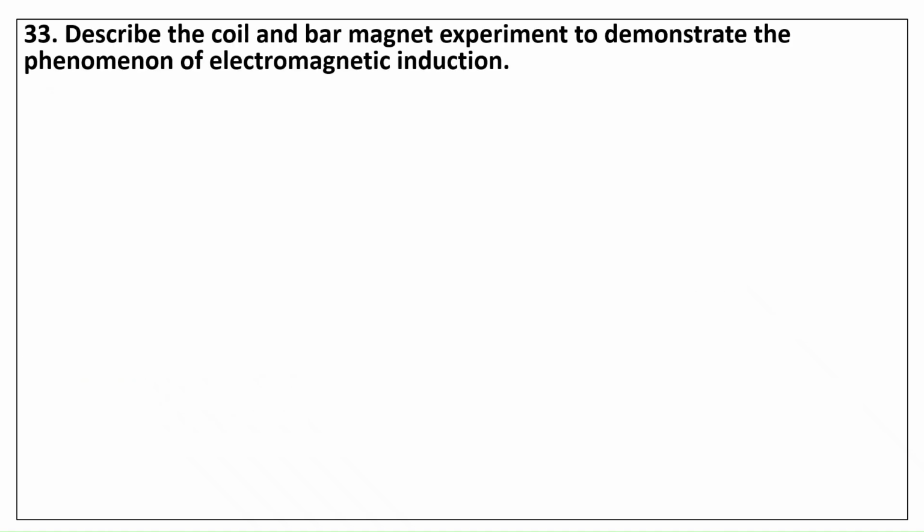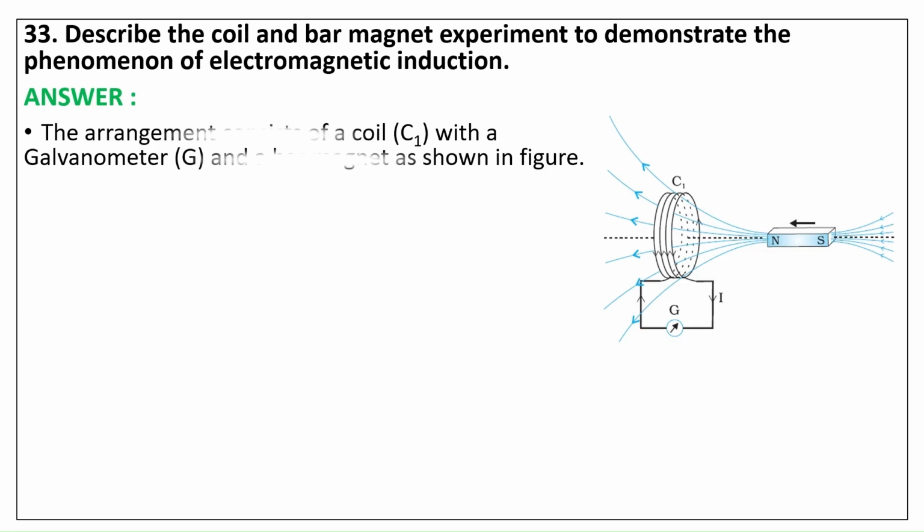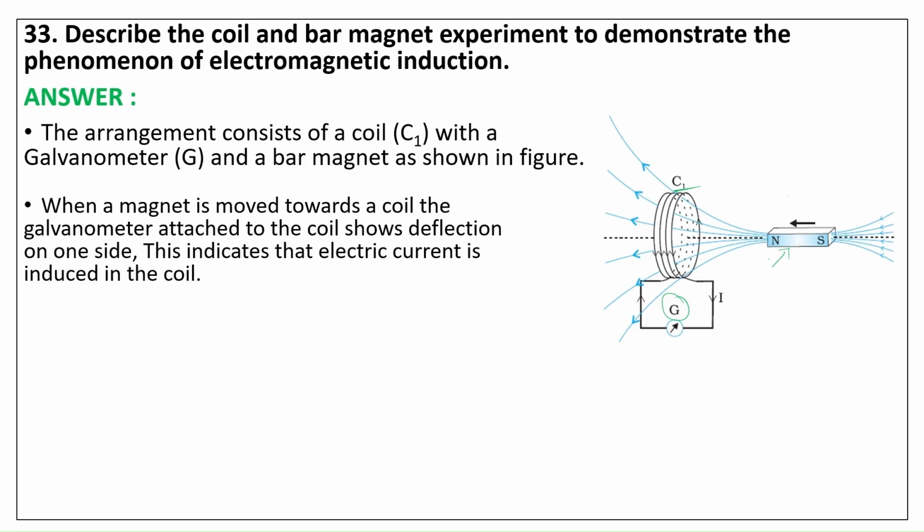Next. 33. Describe the coil and bar magnet experiment to demonstrate the phenomenon of electromagnetic induction. Answer. The arrangement consists of a coil, C1, with a galvanometer, G, and a bar magnet as shown in the figure. When a magnet is moved towards a coil, the galvanometer attached to the coil shows deflection.